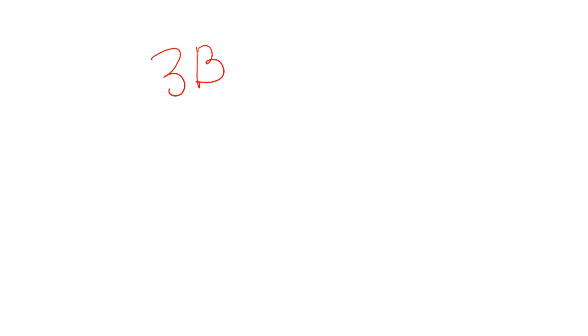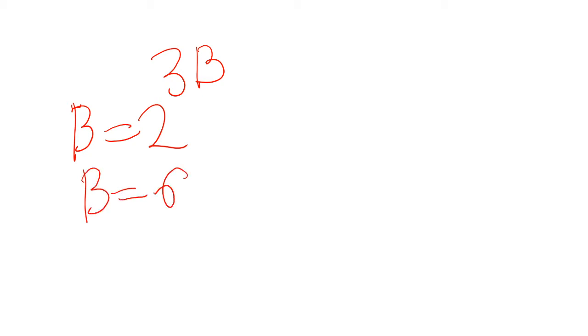Let's test out cases. If B is 0, we have 30, which is not divisible by 4. If B is 1, we have 31, which is not divisible by 4. If B is 2, we have 32, which is divisible by 4. So B equals 2 is a possible case. Now, if B is 3, it's 33, not divisible by 4. 34, not divisible by 4. 35, not divisible by 4. 36, it is divisible by 4. So we have another case, B equals 6. 37, 38, and 39 are not cases. So we only have B equals 2 and B equals 6.